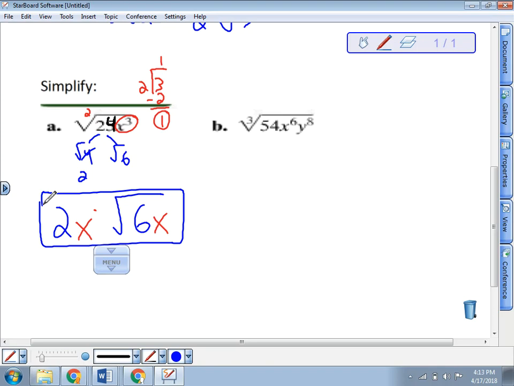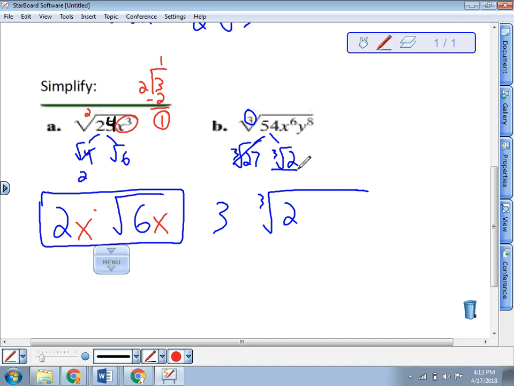For B, now we're talking about cube roots. It's the only difference. So let's break apart the 54 first. Cube root of 27 times the cube root of 2. The cube root of 27 becomes just 3. I'm going to leave some space because I don't have to worry about the x and y's yet. The cube root of 2 is still going to be underneath there, because this can't break down.